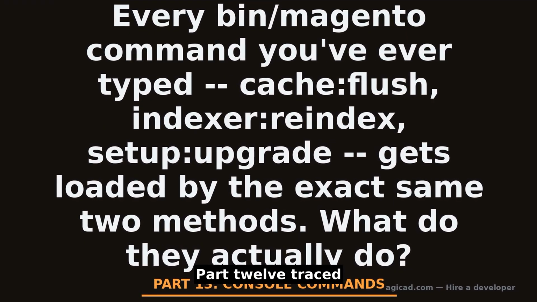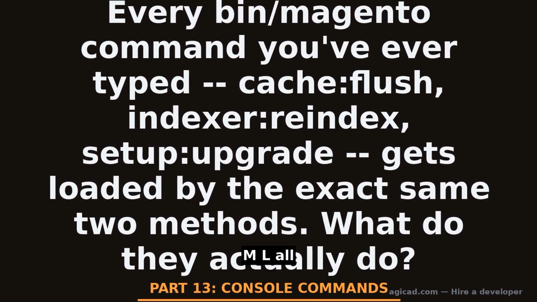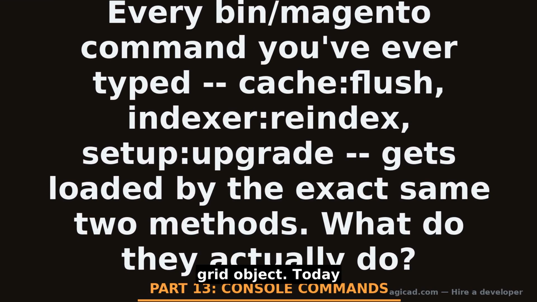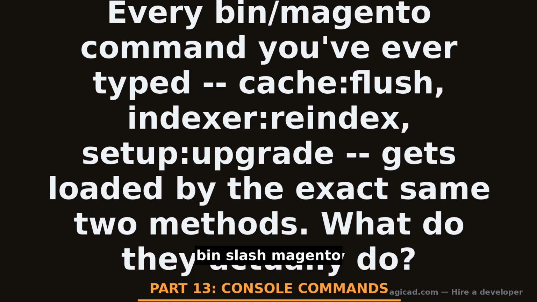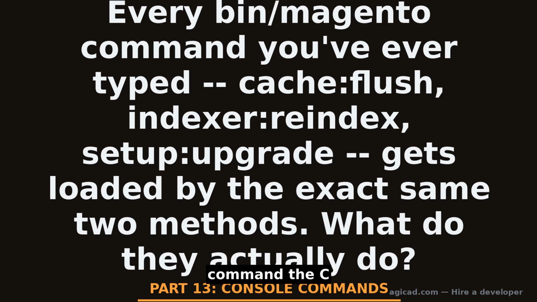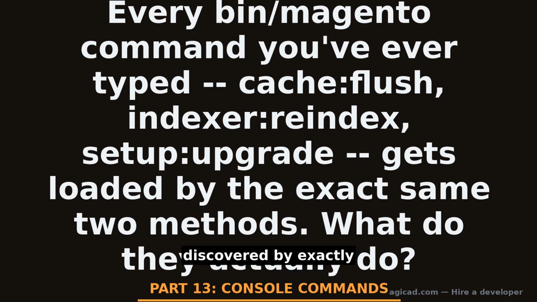Part 12 traced a bear class attribute in XML all the way to a live admin grid object. Today we trace something you have almost certainly typed into a terminal without ever asking how it works, a bin/Magento command. Every single command the CLI offers, whether it ships with core Magento or comes from a module you wrote yourself, is discovered by exactly the same two real methods on exactly the same real class.